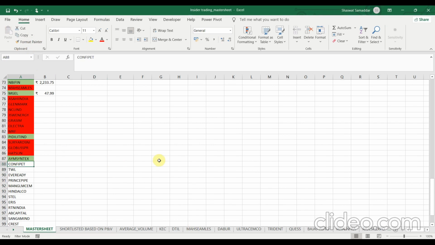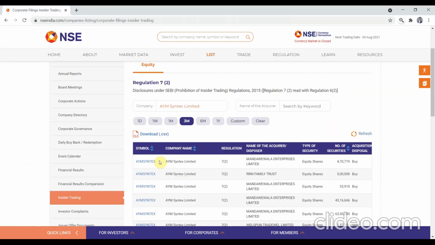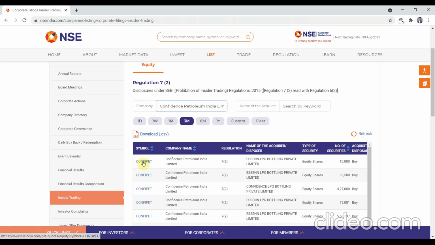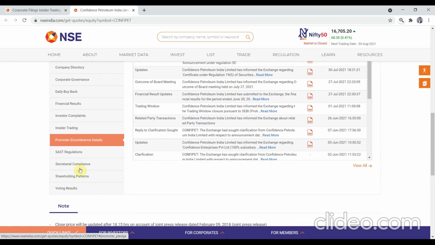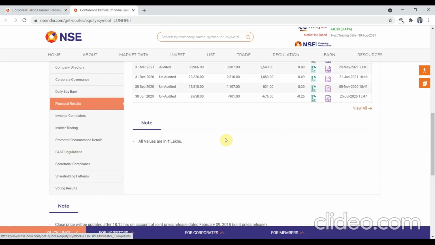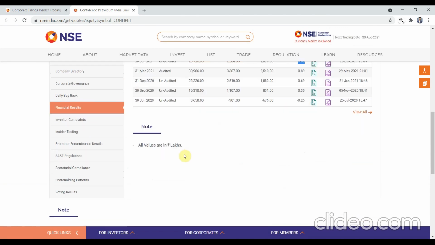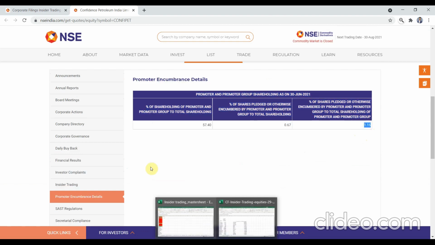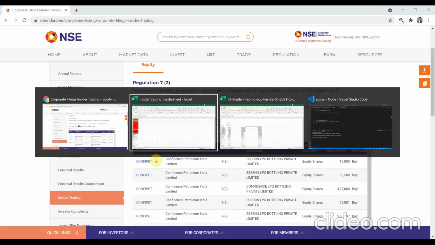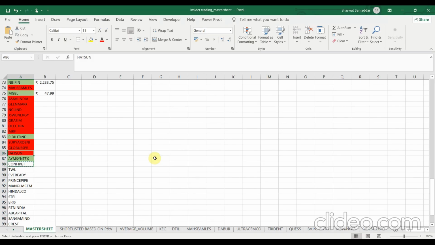Moving on to Confidence. Let's check the corporate information. For fun, let's check the earnings per share first. So earnings per share is a positive number. Let's check the promoter encumbrance. Okay, so there is a pledging which is greater than 0%. So I'll ignore the stock too. I'll mark the stock as red. Moving on to TWL.